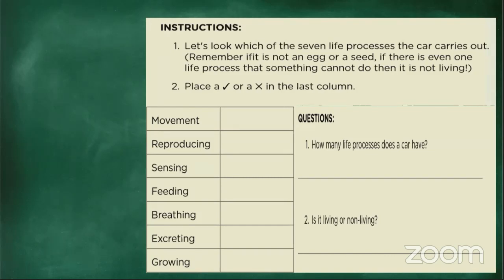This activity is also in the Thunderbolt book. Remember, if it is not an egg or a seed, if there is even one life process that something cannot do, then it is not living. Okay, so now we are going to place either a tick or an X to answer the following questions.